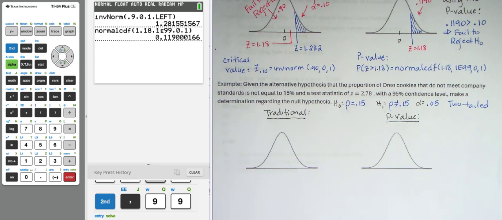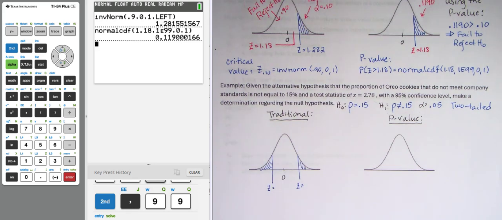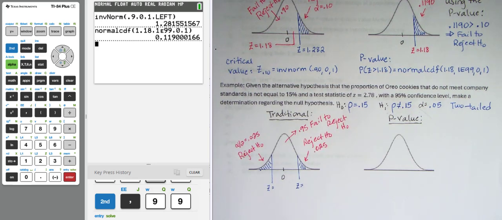Again, let's start with the traditional graph and then work our way towards the p-value graph. With our traditional graph, we need to be able to find our critical value that represents those shaded area boundary lines. Those shaded areas, again, are going to be our rejection of the null hypothesis, while the area in the middle is our failing to reject the null hypothesis.